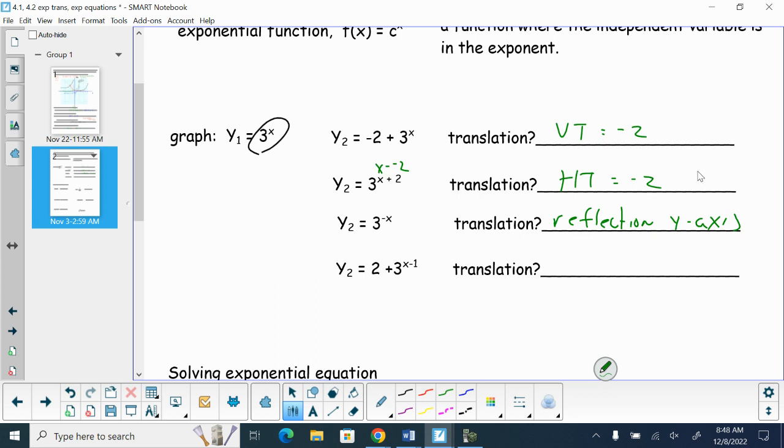Y-axis. And the last one, what would be our translation in our last one here? 2 plus 3 to the x minus 1 power. Vertical translation of 2. Here's our vertical translation here. Here's our horizontal translation here. Whatever is being subtracted from x. Okay, so once again, if I get my base equation down and get 3 points down, I can then use my translation ideas to be able to find my graphs of what we have here.